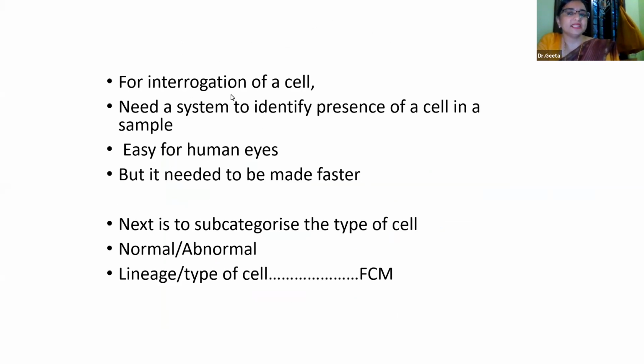Okay, so now, as I have been discussing, for interrogation of a cell, we need a system to identify the presence of a cell in the sample, which is easy when we see under the microscope, but we could make it faster if the same thing could be done on an analyzer. Point one. And the next, we should be able to subcategorize the cell into whether it is normal or abnormal, and then go on to say or predict the lineage or the type of the cell. So this is where flow cytometry can do it in a faster way.